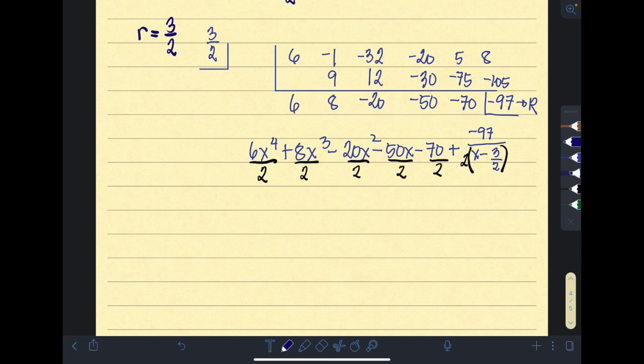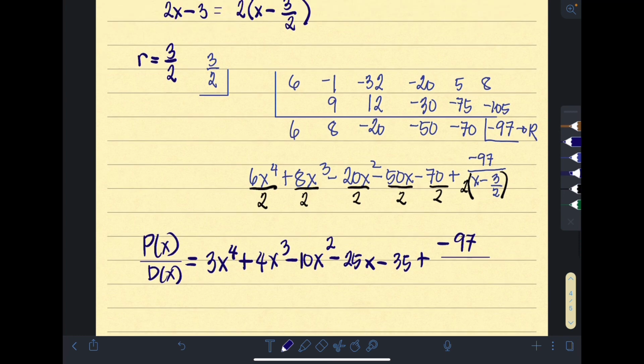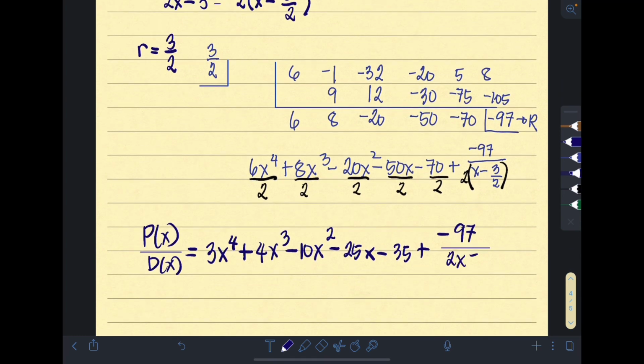So our final answer is our p of x over, p of x is this one. 6 divided by 2, you have 3x raised to 4 plus you have 8 divided by 2, you have 4x raised to 3 minus you have 20 divided by 2, it will be 10x raised to 2 minus 25x minus 35 plus negative 97, and in this case, because we already multiplied 2 to our denominator, we will now go back to the original divisor, which is 2x minus 3. And this is our final answer.